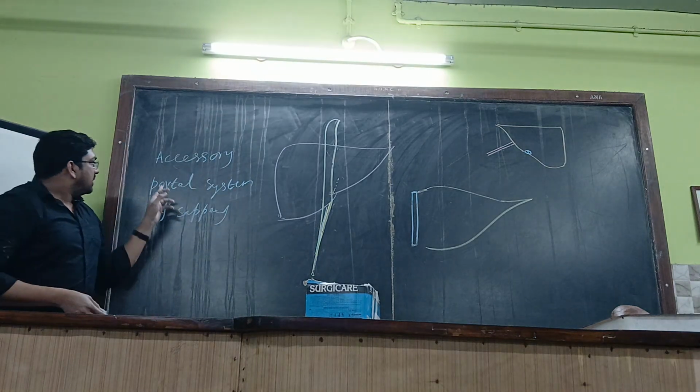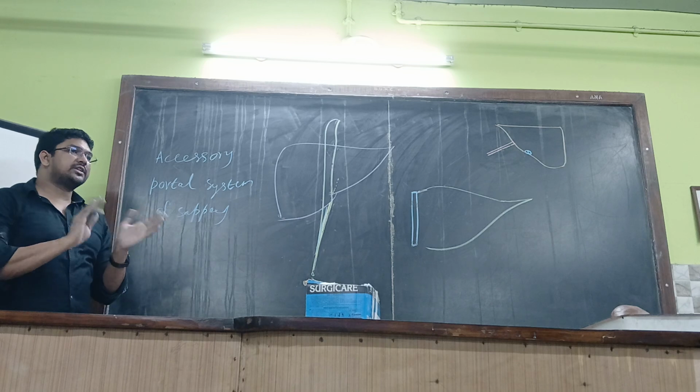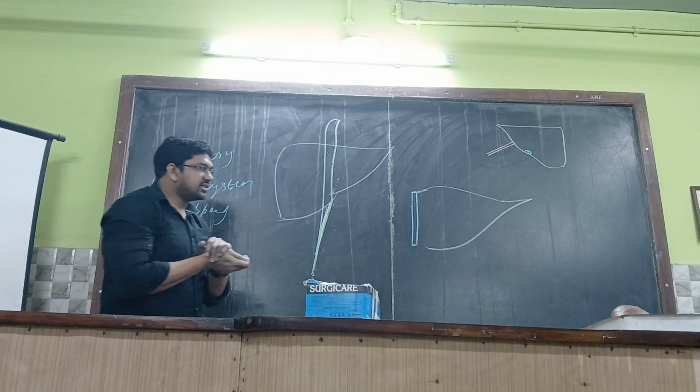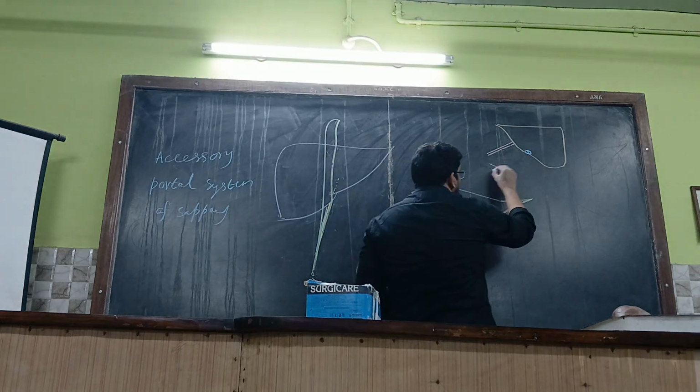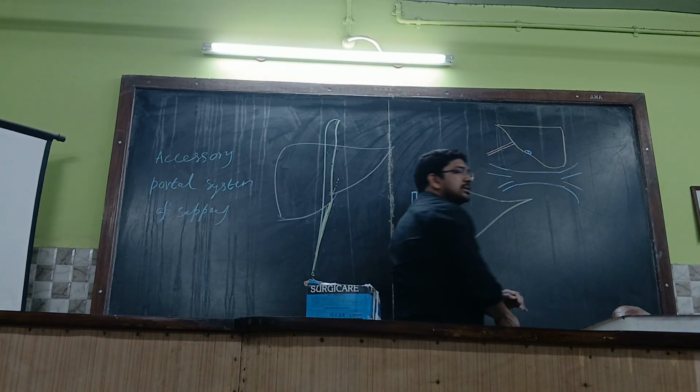This accessory portal system of Sappey, actually portal means what? What is a portal vein? What is happening in the portal vein? It starts with capillaries and ends with capillaries. That is called the portal vein.